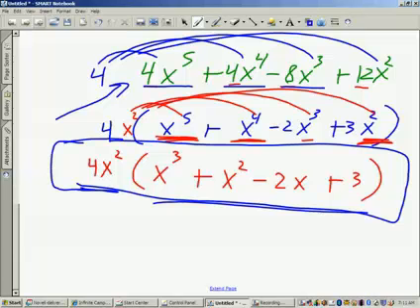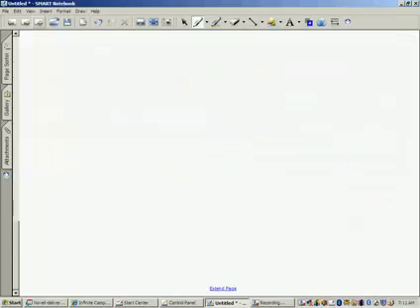Now this may not look like a final answer because it's still big, and most of you guys are used to getting like x equals 2. But this is done. I pulled out common factors, and that's it. Good.